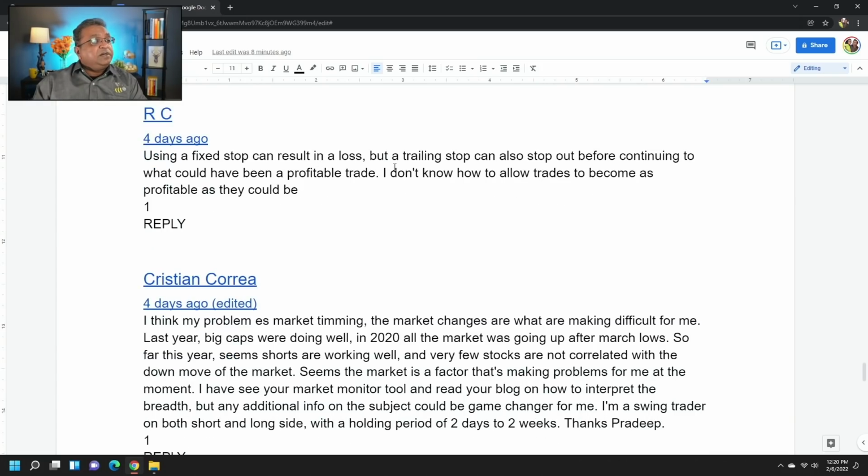Using a fixed stop can result in a loss, but a trailing stop can also stop you out before continuing what could have been a profitable trade. I don't know how to allow trades to become as profitable as they could be. You're never going to find a perfect solution for stops. Okay, you have to live with it. And people have found an acceptable solution to this, which is selling into strength, piling positions, selling 20%, 50%, 75%, keeping the remaining. Now, you may be one of those persons who may not be happy with that solution, but that's a working solution which many traders have made work. So if you can change your expectation about finding a perfect stop, then there are solutions to your problem.